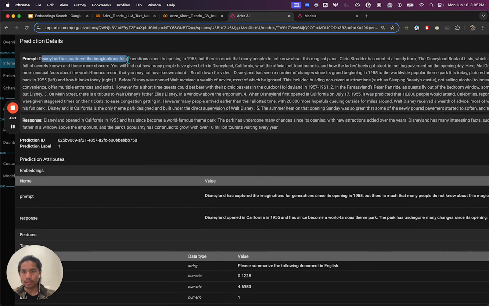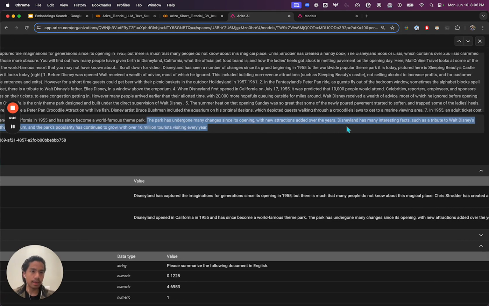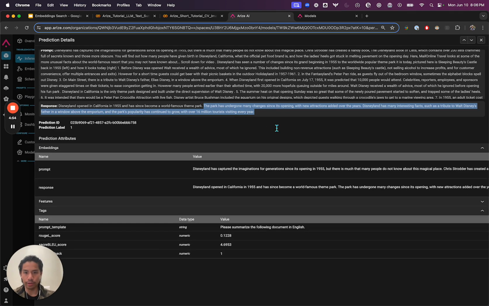In this case, it's like Disneyland has captured the imagination for generations since its opening in 1955. But there's many people who don't know much about this place. And it seems like an article about Disneyland. So if we read the summary, it's like, hey, Disneyland opened in 1955, has become a world-famous theme park. The park has undergone many changes since its opening. Disneyland has many interesting facts, including a tribute to Walt Disney's father in the window above the Emporium, etc. The park's popularity has continued to grow with over 16 million tourists visiting every year.